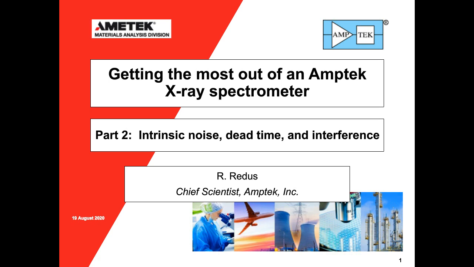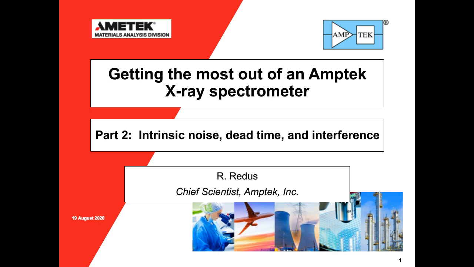Good morning. Again, my name is Bob Reedus. I'm the Chief Scientist of Amptek, and I'll be speaking today on getting the most out of your Amptek X-ray spectrometer. This is the second in a series of webinars talking about how to properly use the Amptek spectrometer. The first webinar, which we presented a few weeks back, talked about measurement, precision, and accuracy and how that related to some detector parameters. Today I'm going to be talking about intrinsic noise and dead time and interference or system noise, giving background information on these and some advice on how to address them. The third webinar will dig into the details of how to actually set up parameters and such within our spectrometer.